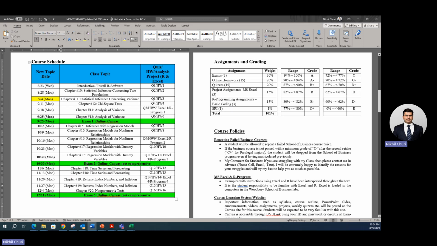And again, exams 2 and 3 won't be comprehensive, meaning for exam 2, I won't be asking any questions from the previous topics. For exam 2, I'll be only asking questions about chapters 15, 16, 17. Same is the case with exam 3. I'll be only asking questions from chapters 18, 19, and 20.